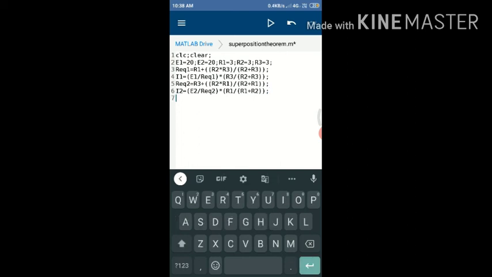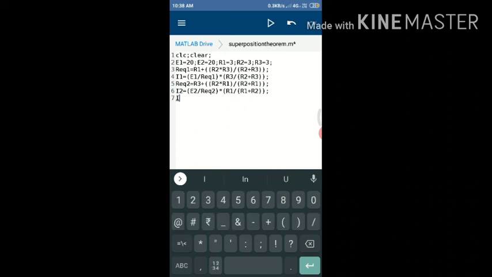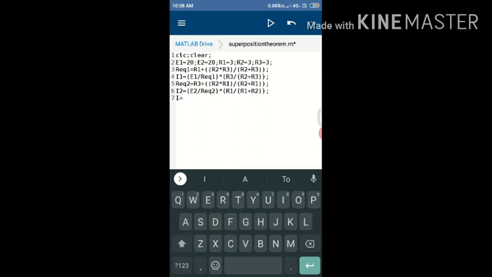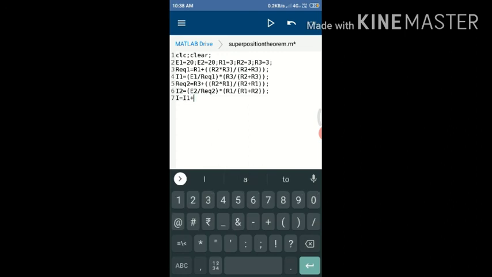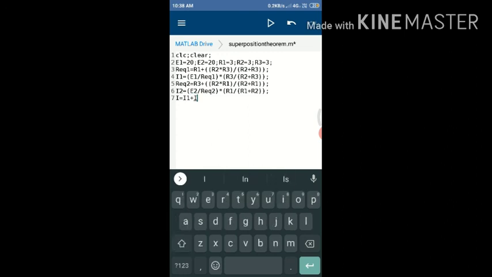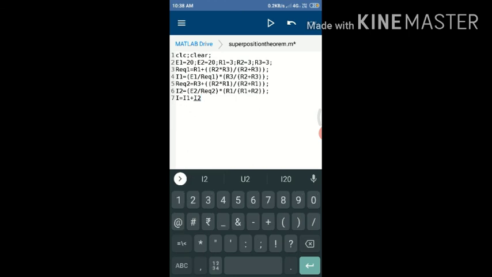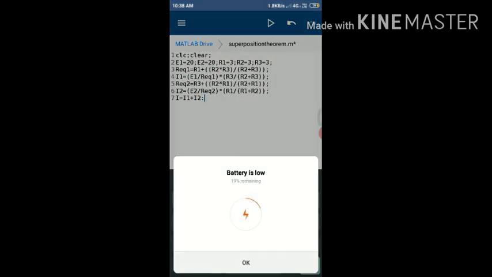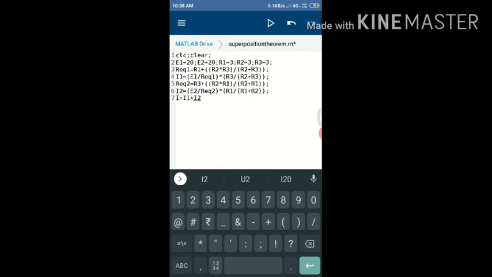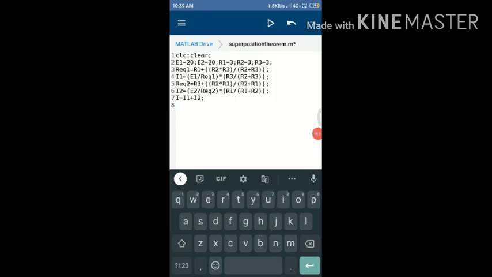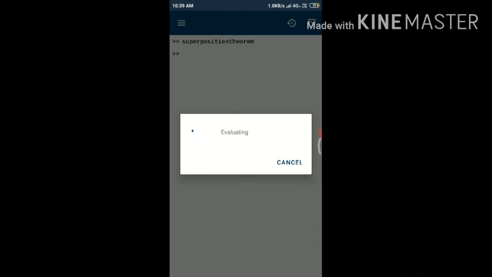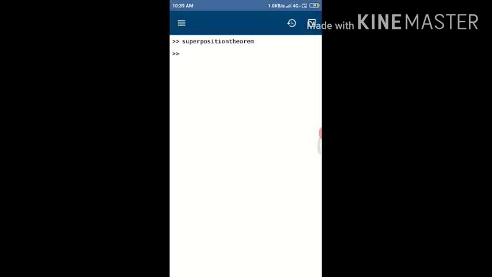And again total current I is equal to I1 plus I2 and give the semicolon. And now evaluating the superposition theorem.